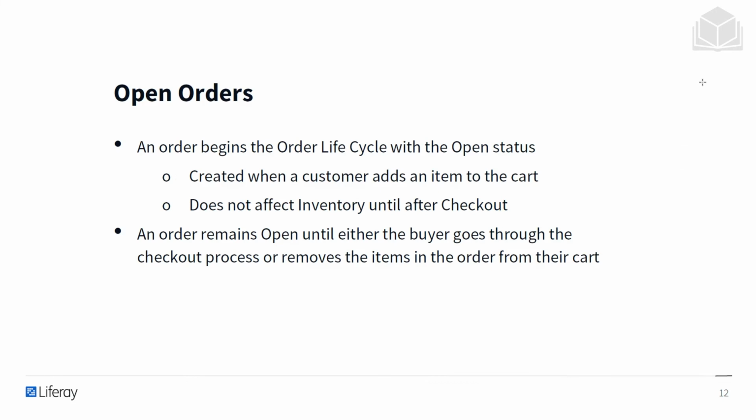An order begins the order lifecycle with the open status, and this usually starts when a customer adds an item to the cart. At this time, we're not subtracting from our inventory until the checkout process begins. An order remains open until either the buyer goes through the checkout process or removes the items from their cart.